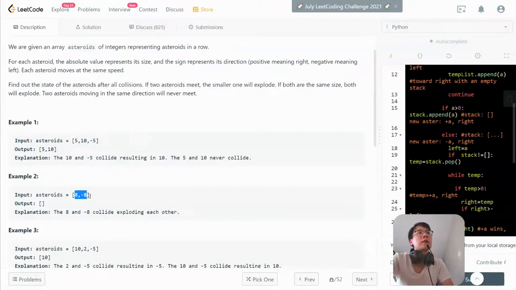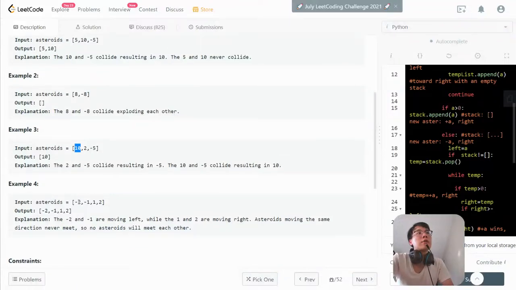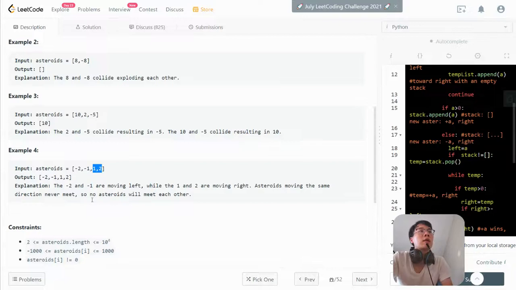And for this pair, because they're the same size going in opposite directions, none of them will stay. And for this one, the 2 will collide with the -5, and -5 will stay because it's bigger, and then the 10 and -5 will collide, and the 10 will stay because it's bigger. And for this one, the first is going left, and the other 2 are going right. They never meet each other, so all of them will stay.